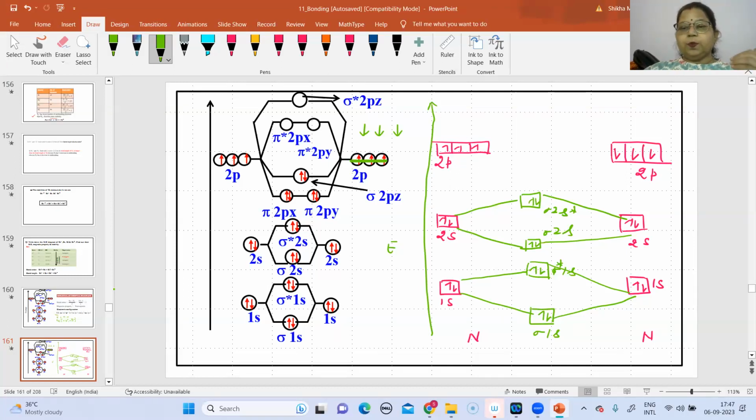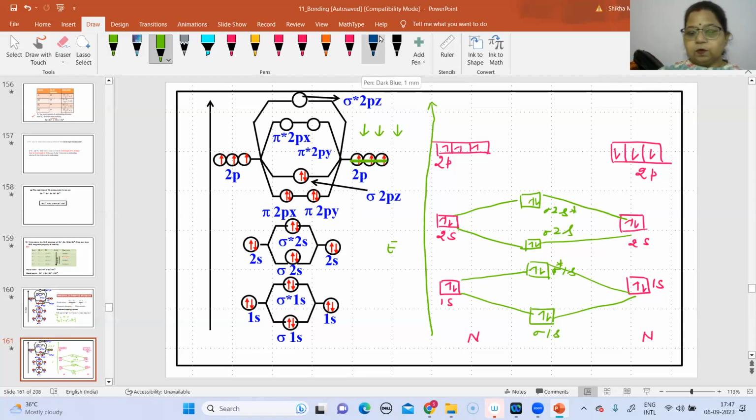Now coming to 2p orbitals, there are 3 2p orbitals, so we will be getting a total of 6, because each of the nitrogen will contribute 3 each, right? Now, when we talk about nitrogen, the energy level diagram says, first we will have pi 2py and pi 2px at the lowest energy level. Then we will have sigma, then we will have pi, and then we will have sigma. Is it clear to all of you? Yes, ma'am.